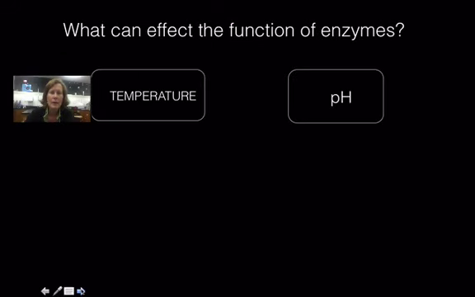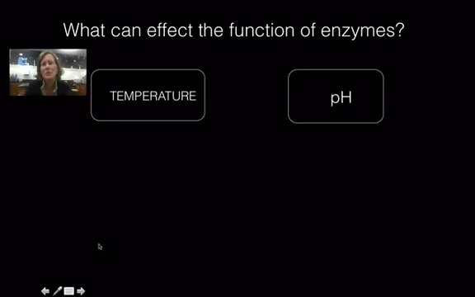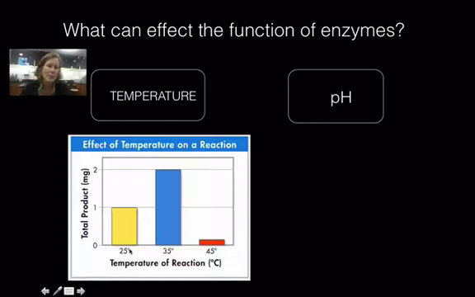Okay, now what can affect the function of enzymes? Well, there's many things that will affect the function of enzymes, and two examples are temperature and pH. For example, here we have the effect of temperature on a reaction, and what we're seeing here are three reactions kept at different temperatures. There's the same reaction, same substrates and same enzymes are being used, and we're measuring the product that's made. And so here we have 25 degrees Celsius, here we have 35 degrees Celsius, and here is 45. And what you're seeing here is a difference in product.